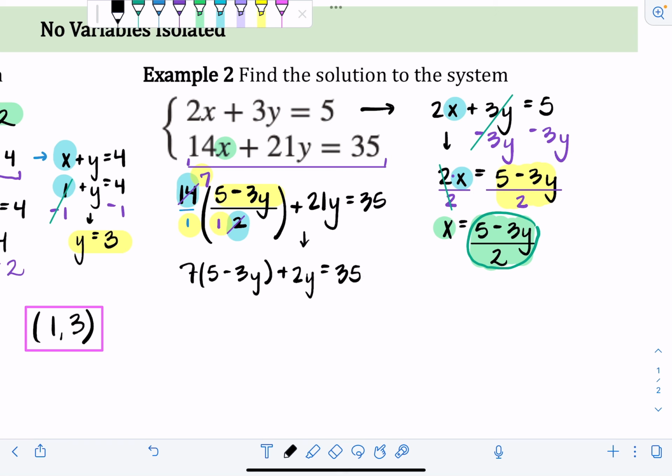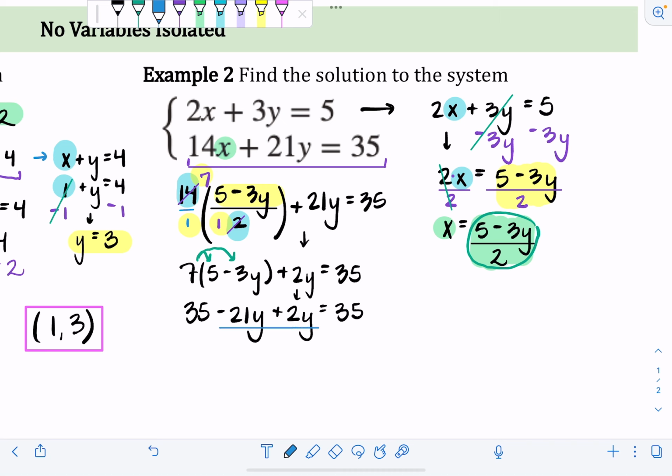Now I want to go through the previous steps I did on the last few problems. I want to get rid of these parentheses, so I need to distribute the 7. 7 times 5 is 35, and then 7 times negative 3y is negative 21y. And then I would bring down the plus 2y equals 35.